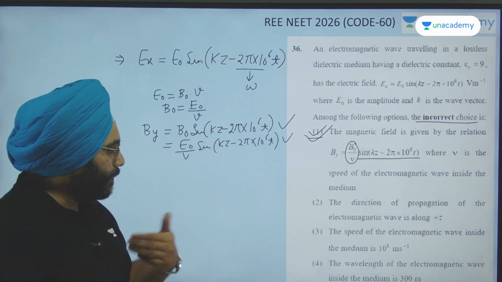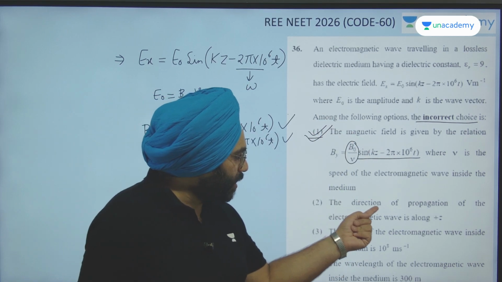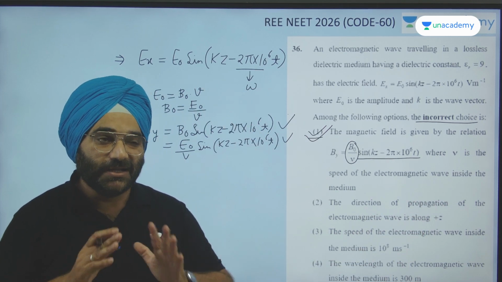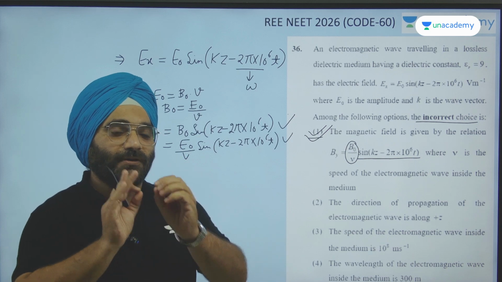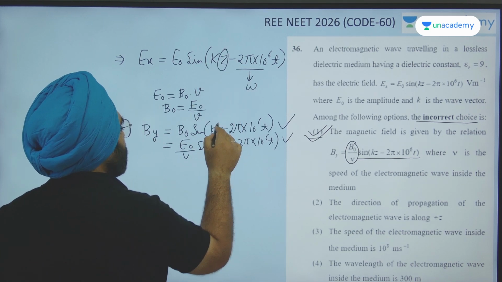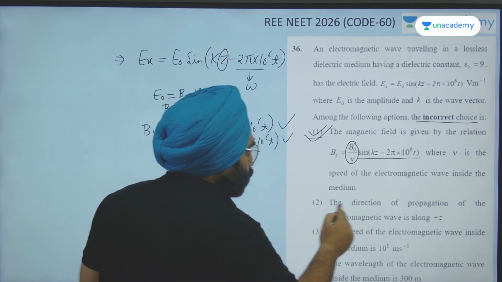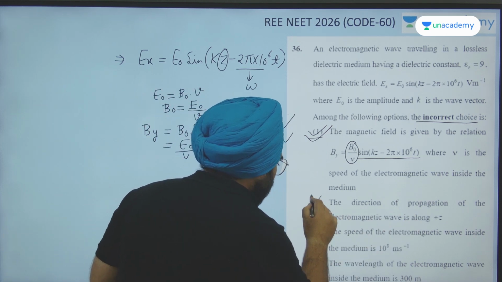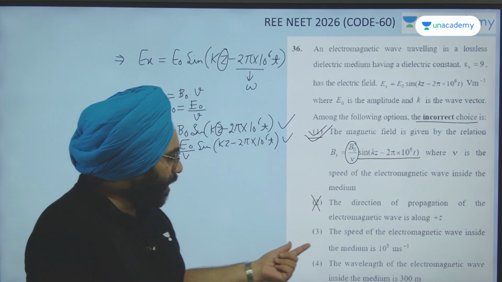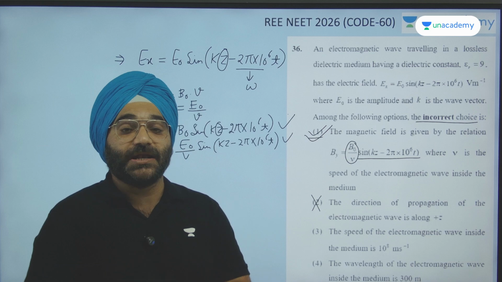Okay, now moving ahead, option number 2, the direction of propagation of electromagnetic wave is along plus z direction. It is very clear. If you have solved even the simple question in this chapter, see, wave propagates in this direction. Understood? So 2 is right. So it is not our answer because we are searching for the incorrect one.